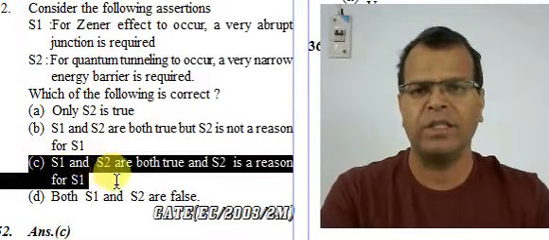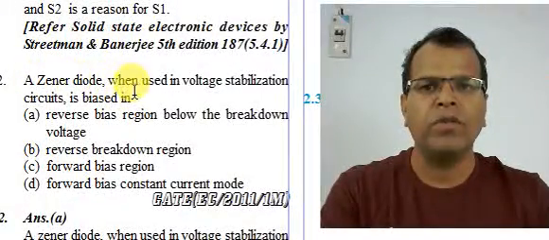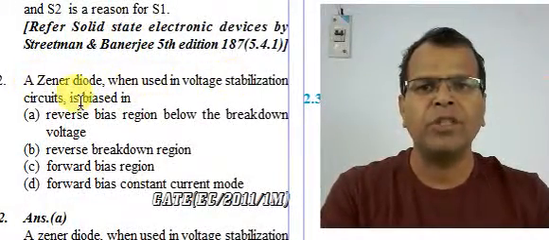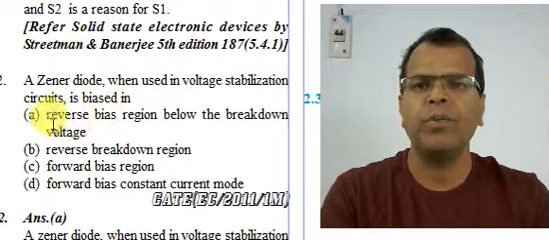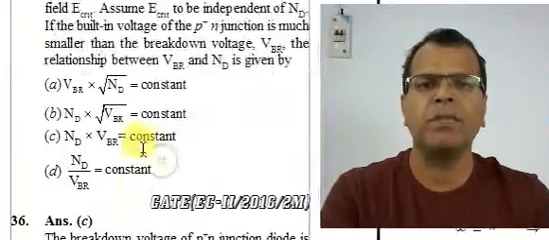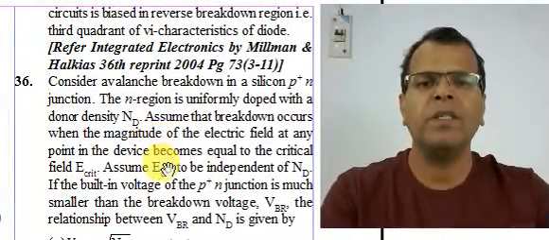That's your answer. Fine. A Zener diode, when used in voltage stabilization circuit, is biased in? Remember, Zener diode always works in reverse bias mode in the breakdown region of operation. I have already discussed these theoretical points in my videos. Now let us see the question.